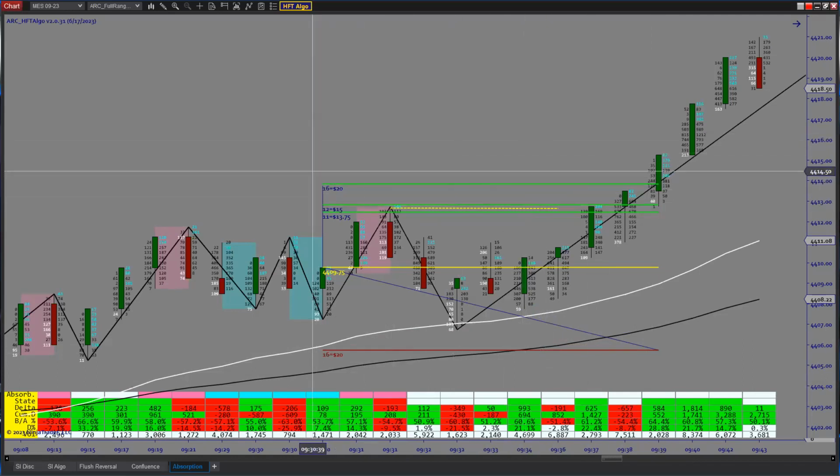National best bid and offer. This is based on uptick, downtick. Yeah, if that answers your question.